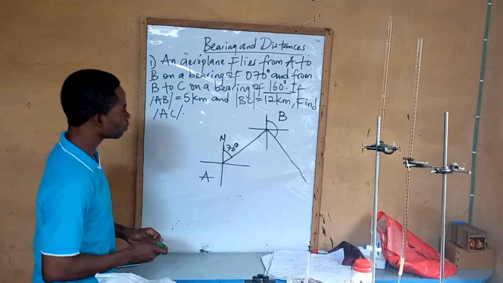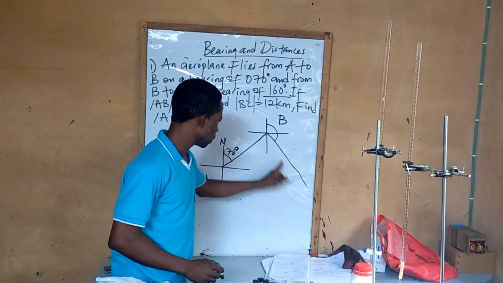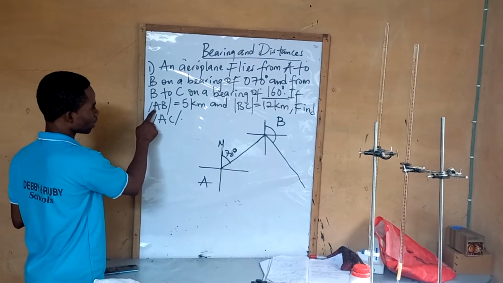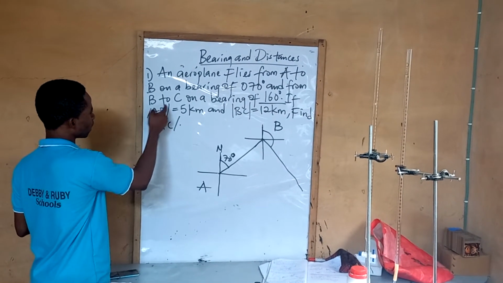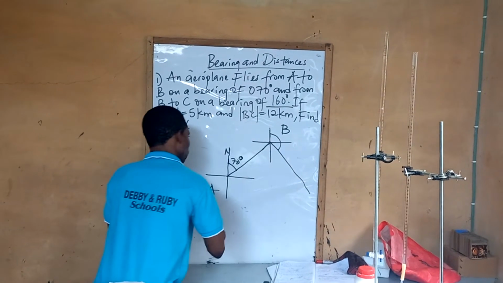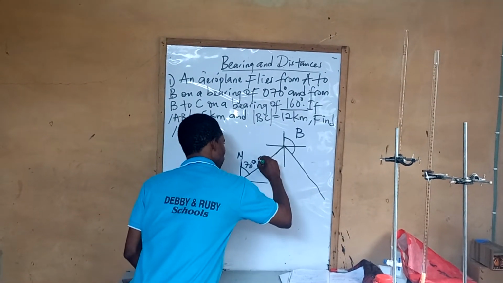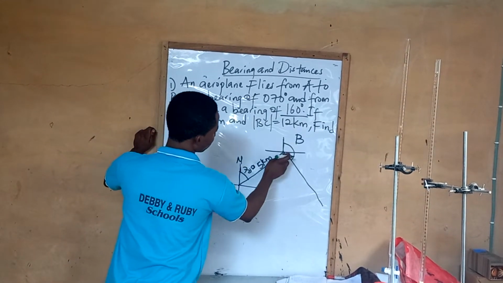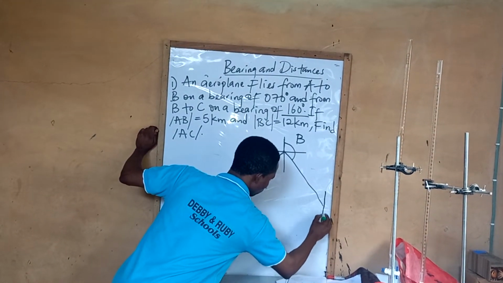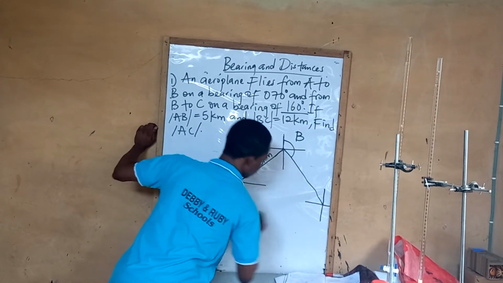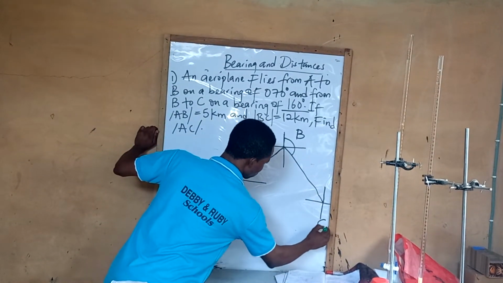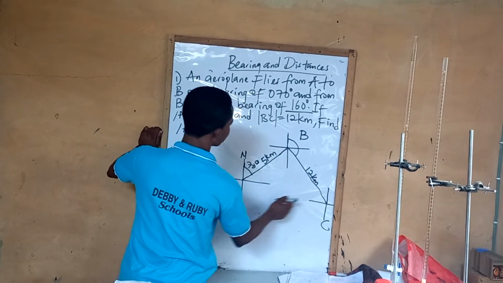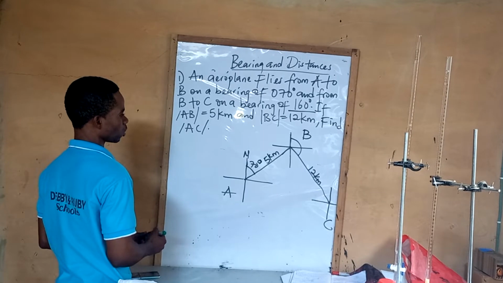Do you know why I'm drawing this B to C longer than A to B? Because when you look at the question, line AB is just 5 kilometers, while line BC is 12 kilometers. You make another cardinal point here. This is your C. They said it's 12 kilometers, and this BC must be longer than the AB. That's why I make it longer.